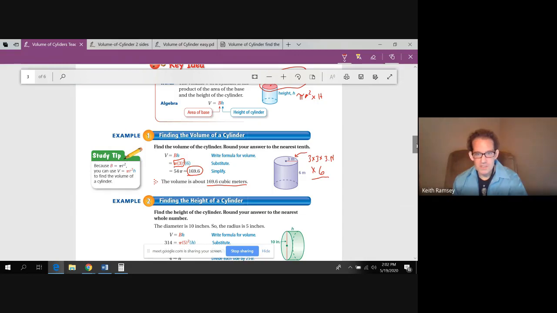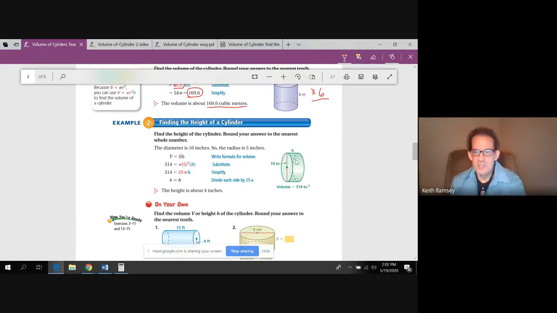If you look at this one down here, they give you the diameter, the distance all the way across. Remember, you don't want the diameter, you want the radius for the area of a circle. And so half of 10 would be the radius. So for this one, you'd have 5 times 5 times pi times the height. The height of this one is 4. And then you would find the volume down here.